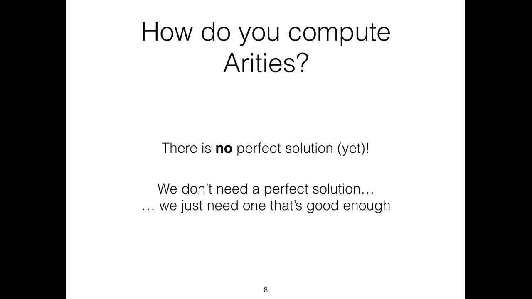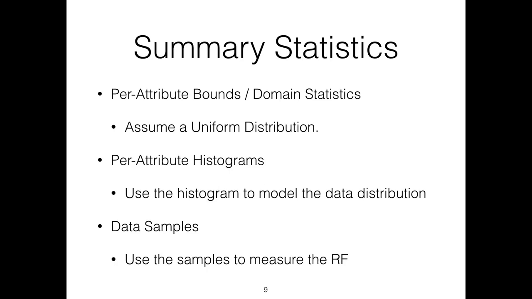All right, so let's look at the types of statistics we might be interested in. For each attribute, we might want information about the domain of that attribute, the upper and lower bounds, for example. And if we have upper and lower bounds, we can use that information to make a guess about all of the data in that attribute.